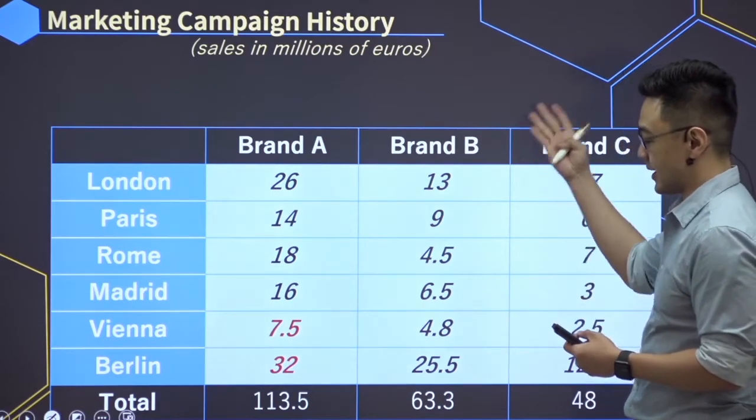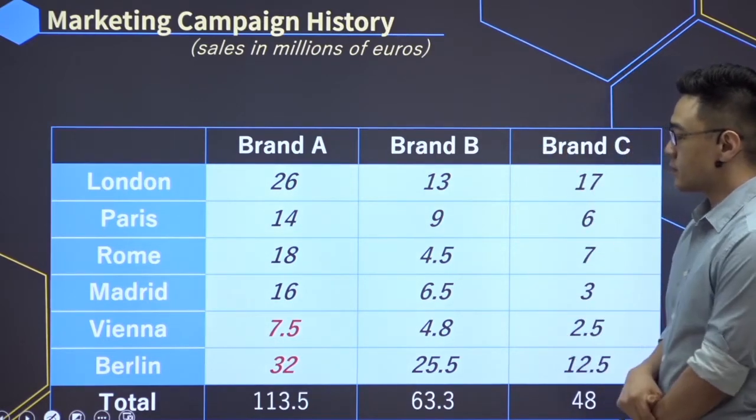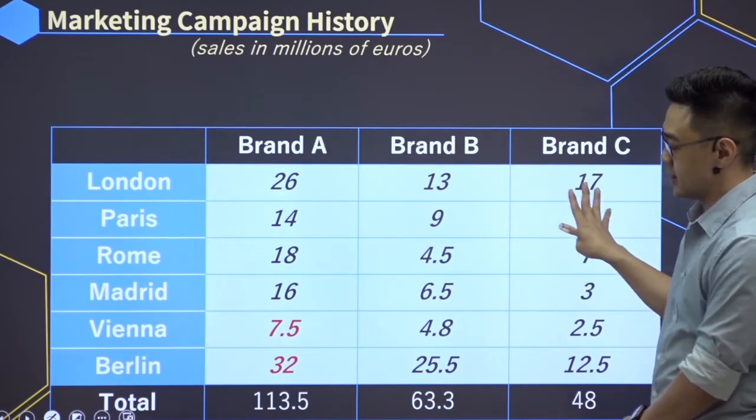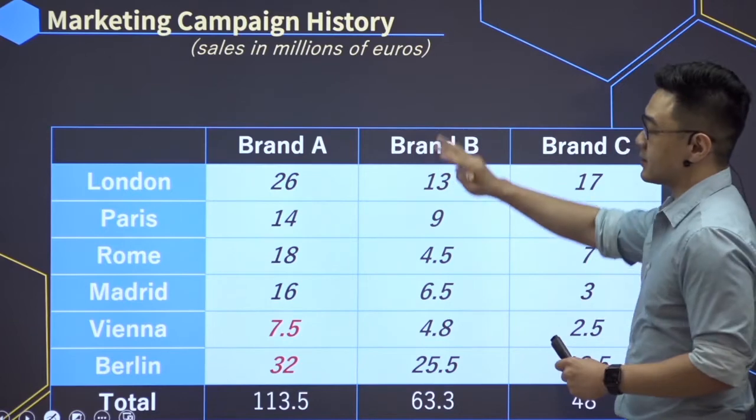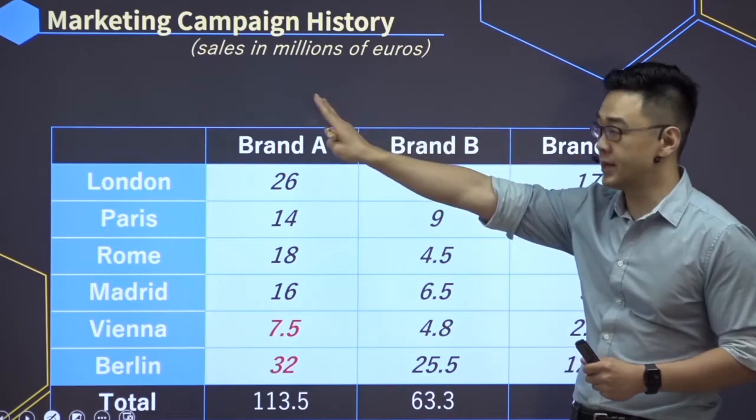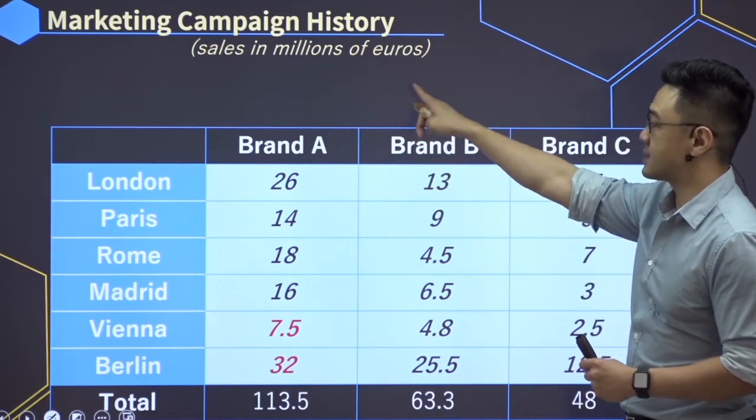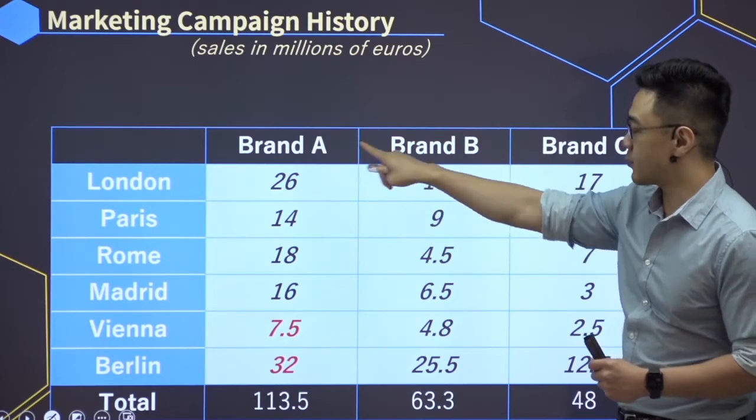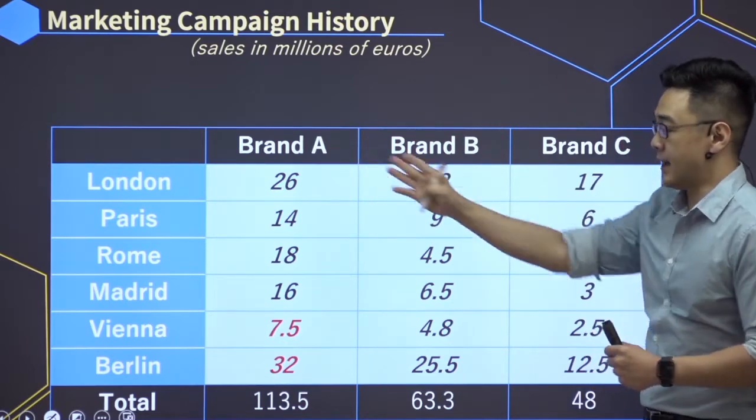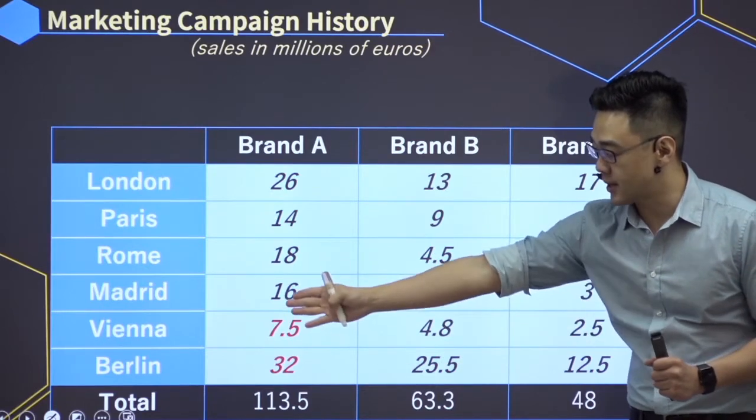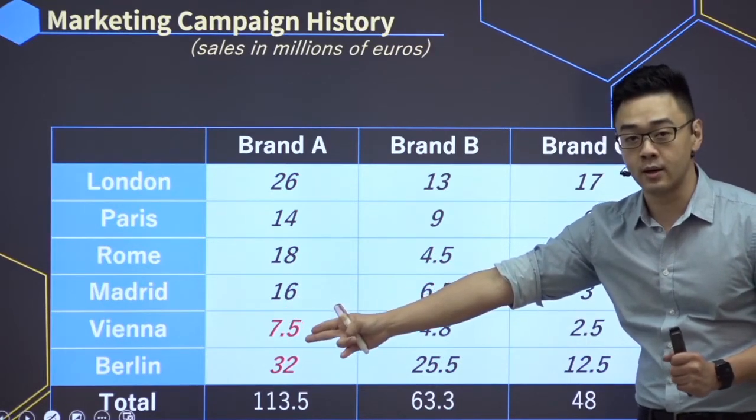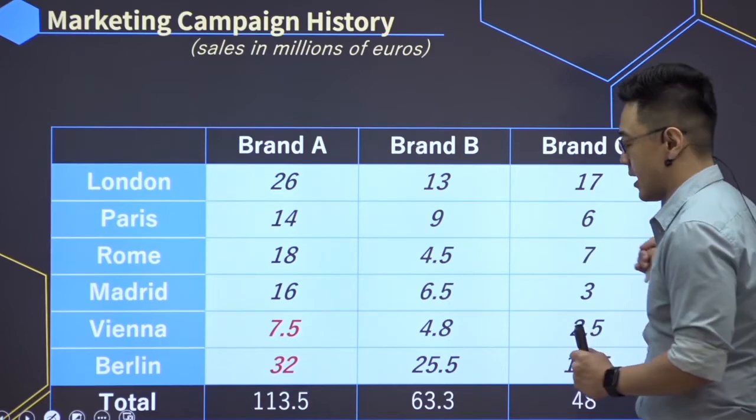So let's take a look at this chart. Okay, so you will have this chart on the screen, and then you would tell the person that, okay, this is the marketing campaign history, and the number is by millions of euros. Okay, so you'll see brand A, brand B, and brand C. And in those areas, London, Paris, Rome, Madrid, Vienna, and Berlin. Okay, so let's take a look at these numbers.